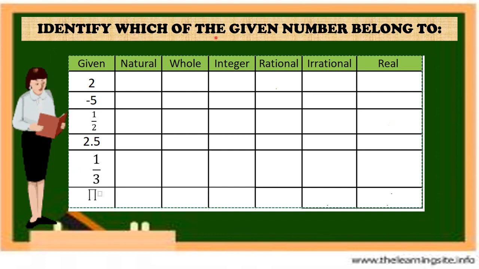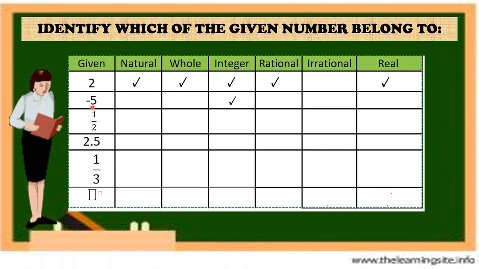We need to identify which set each of the given numbers belongs to. We have the number 2. The number 2 is a natural number. It is also a whole number, an integer, rational, and a real number.